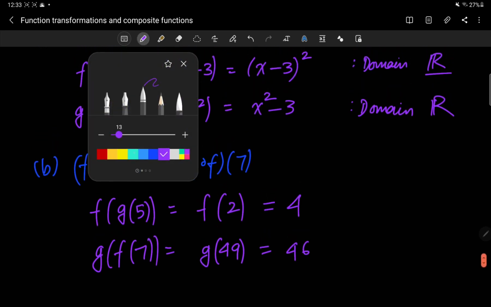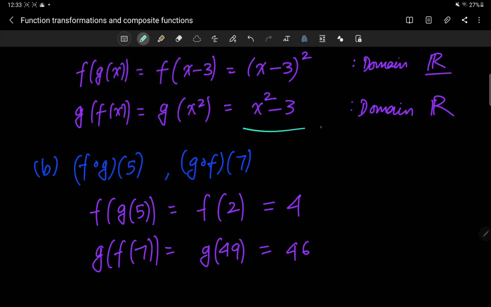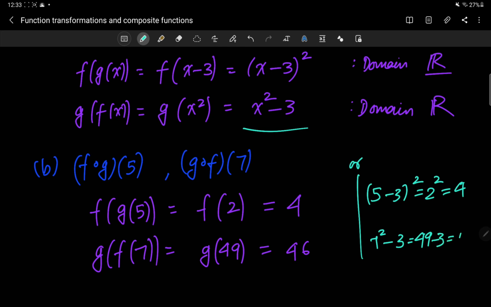You could also have gotten this answer by using these expressions here, right? So 5 minus 3 squared is 2 squared, which is 4. And 7 squared minus 3 is 49 minus 3, which is 46.